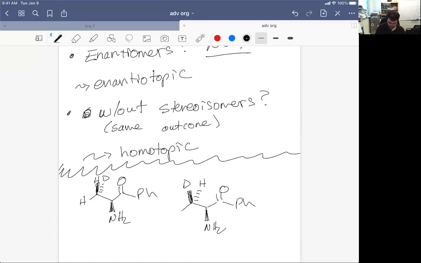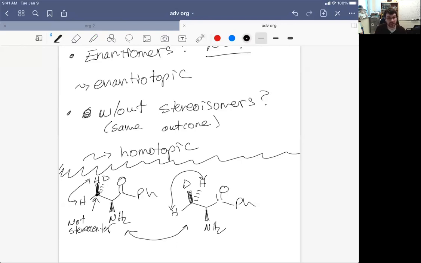And now if you compare these two together, the issue with both of these structures is that we have a wedge and a dash with the deuterium and the hydrogen. The two hydrogens on the leftmost carbon in either case are the same. So this carbon is not a stereocenter. So flipping it from a wedge to a dash does nothing.